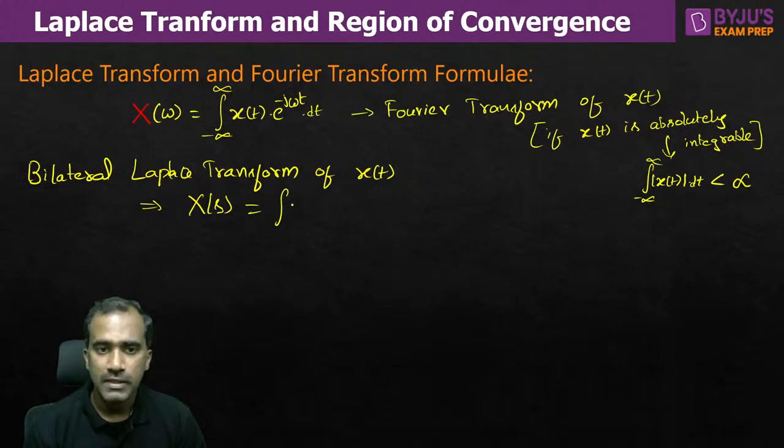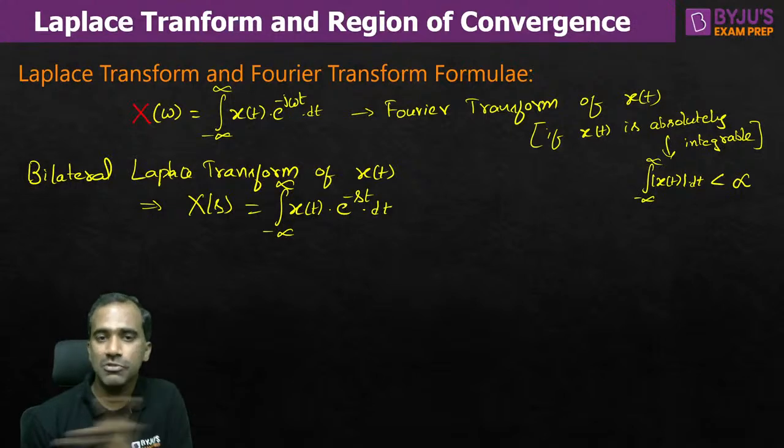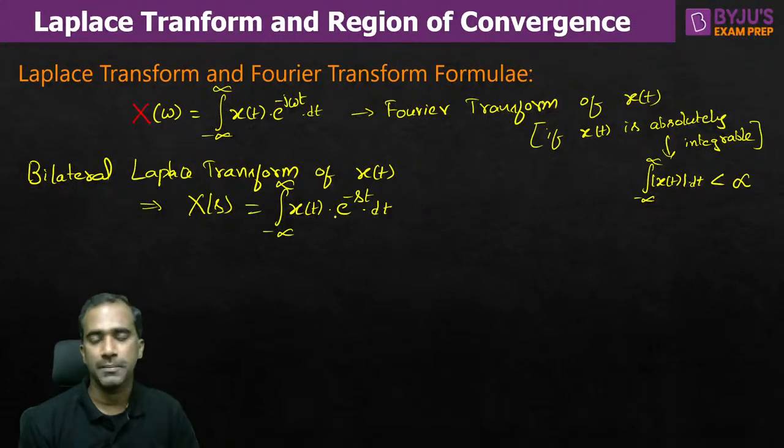The formula goes like this: integration of x of t into e power minus s t dt. It looks exactly the same as the Fourier transform formula. The only thing is, in place of j omega we'll have s. The limits run from minus infinity to plus infinity, which means we are going to do this integration for all values of time from minus infinity to plus infinity.